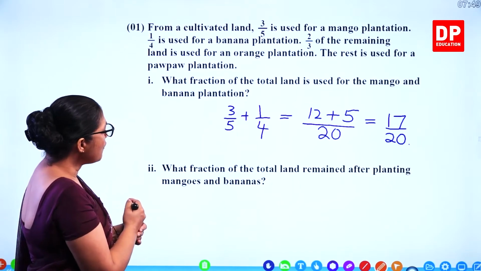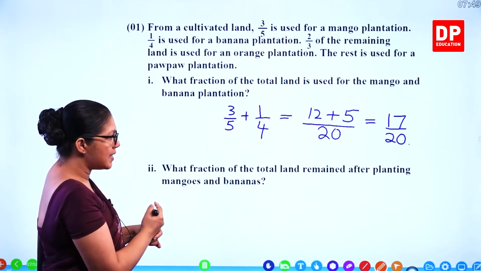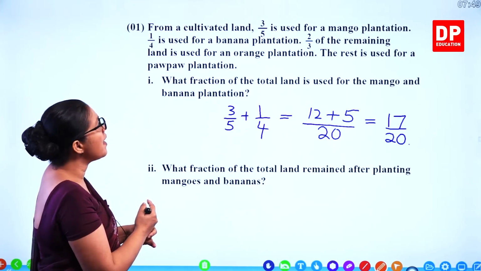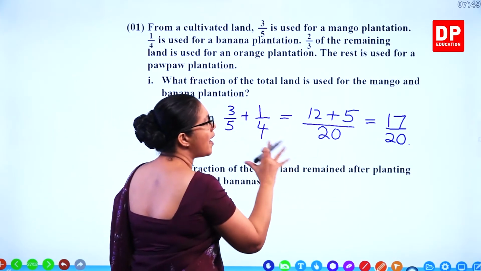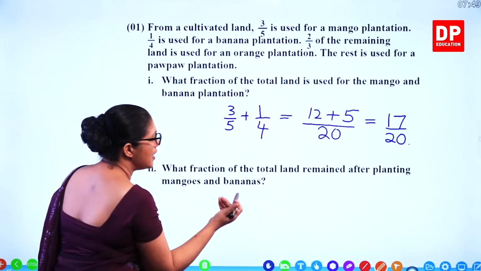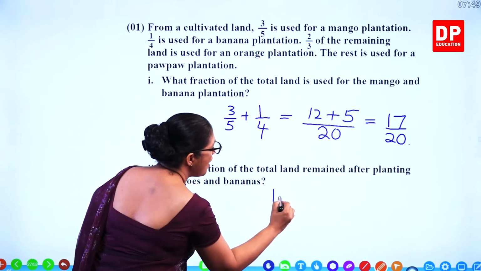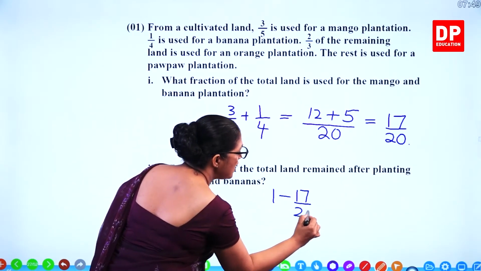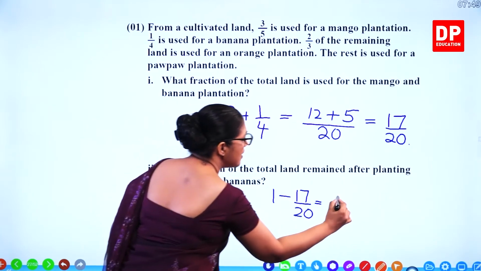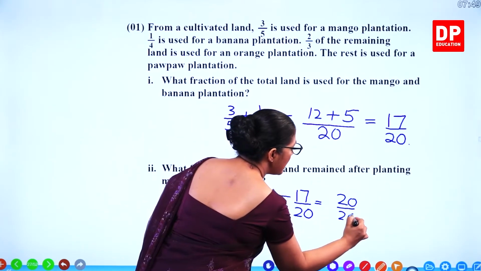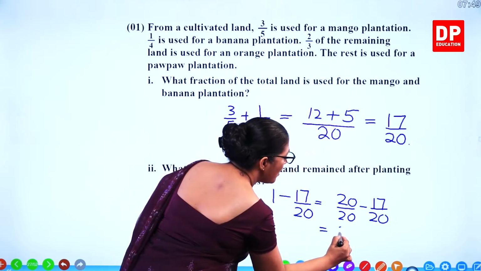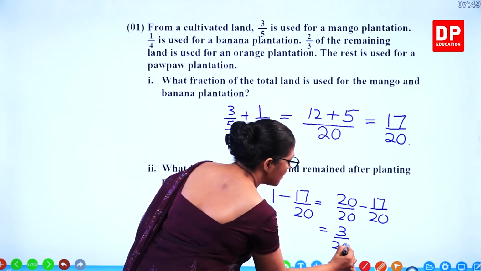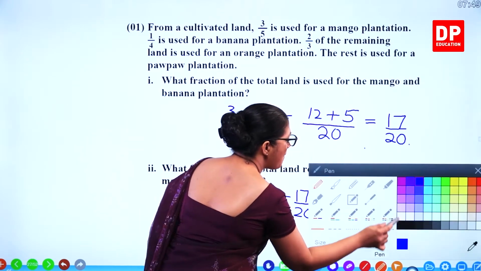Second part: what fraction of the total land remained after planting mangoes and bananas? That means you have to subtract from the whole, that is 20 out of 20. So the remaining part is 1 minus 17 over 20, that means 20 out of 20 minus 17 out of 20. You get 3 parts out of 20. So that's the remaining part.